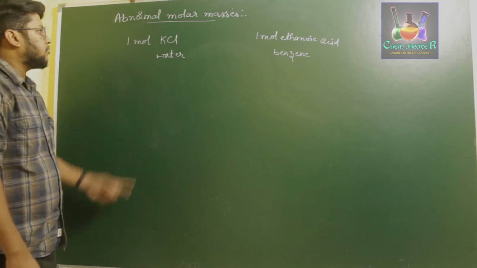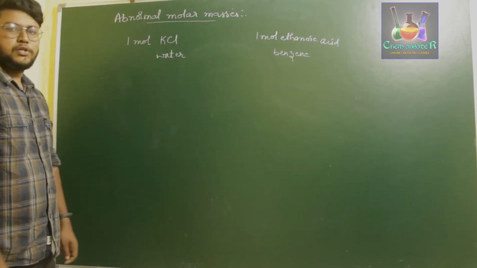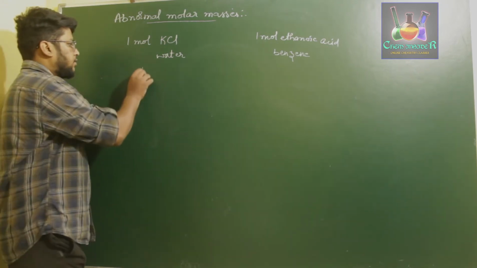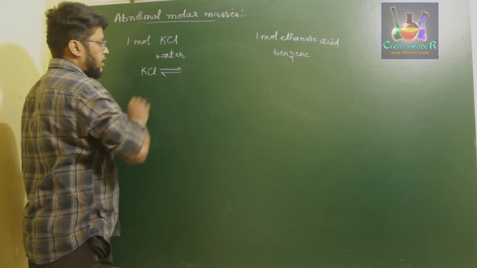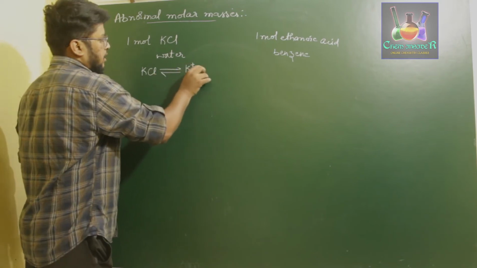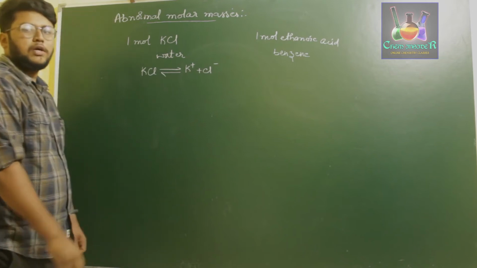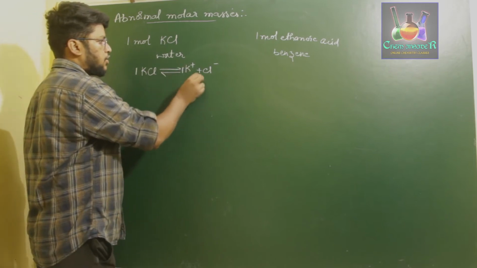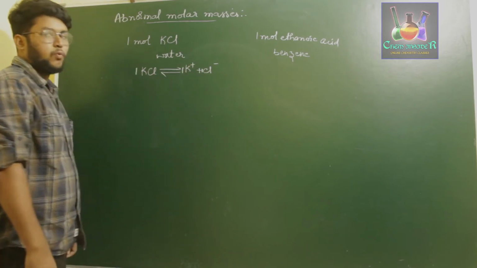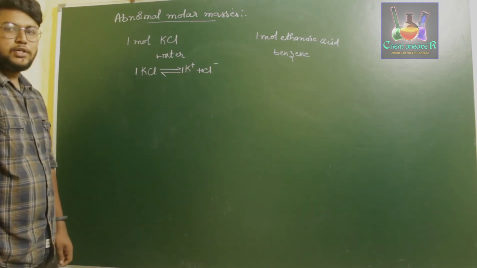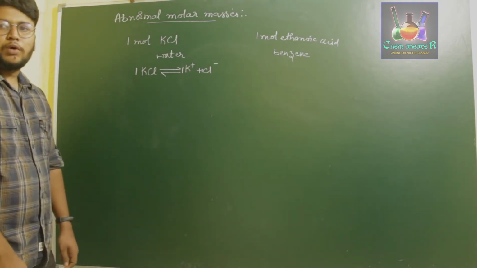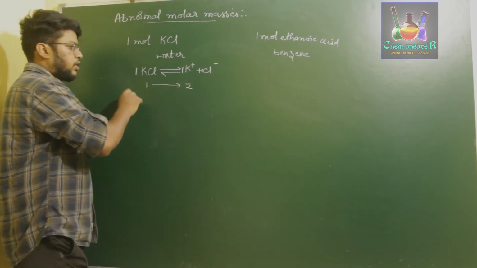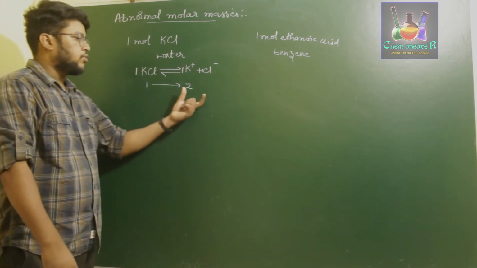In the first condition, 1 molar potassium chloride dissolved in water, potassium chloride dissociates to form K+ and Cl-. If you write down the reaction, KCl dissociates in equilibrium to form K+ and Cl- ions. So if you observe here, we have 1 mole of potassium chloride dissociating to give 1 mole of potassium ion and 1 mole of chloride ion. Therefore the number of moles increases from 1 to 2. So the total number of moles will be 2 on the right hand side.